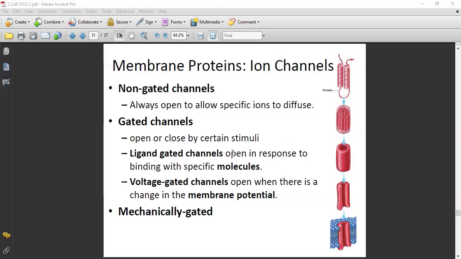We have ligand gated ion channels. We also have voltage gated ion channels, because these ion channels are located in the membrane, and the membrane has a membrane potential. So some of those may be sensitive to the membrane potential. If the membrane potential is disturbed, it may cause the channel to open or to close. So it may be voltage gated.